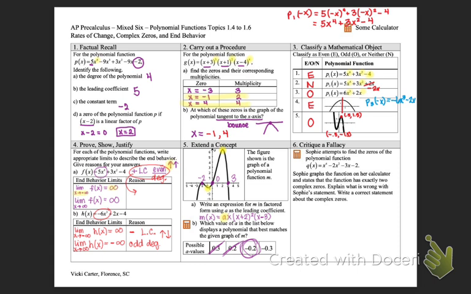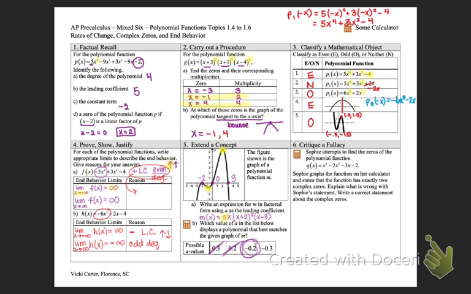Okay, now number 6, critique a fallacy. So there's something wrong here that we're trying to identify. Fallacy is something that is false. So it says, Sophie attempts to find the zeros of the polynomial function q of x. Sophie graphs the function on her calculator and states that the function has exactly 2 complex zeros. Explain what is wrong with Sophie's statement. Write a correct statement about the complex zeros.